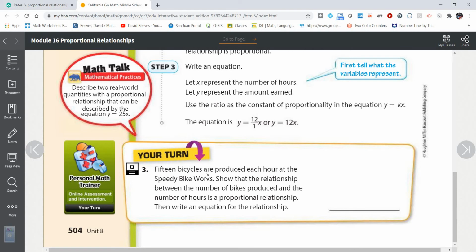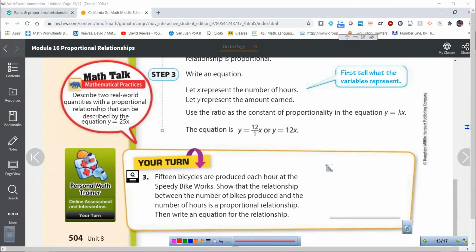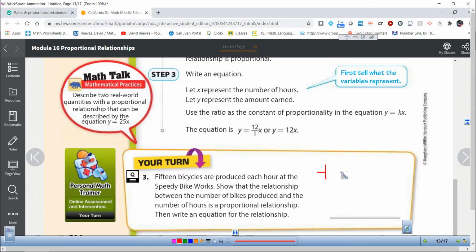All right, so it says 15 bicycles are produced each hour at the Speedy Bike Works. Show that the relationship between the number of bikes produced and the number of hours is a proportional relationship. All right, so if we were to make a table, on the top we put number of hours. Let me extend that there. And on the bottom we put number of bicycles, okay, and then we made this table and filled it out.